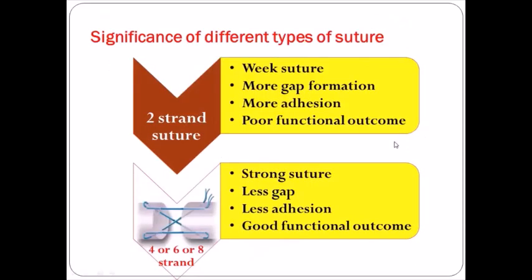Now, what is the significance of different types of suture? If there is a 2-strand suture, it's a weak suture, there will be more gap. For example, suppose this is the tendon, and the surgeon goes for 2-strand suture. When the patient contracts the muscle and glides the tendon, there is a chance of more gap here because the suture is only 2-strand. Whereas if the surgeon goes for 4-strand or 8-strand suture, then when the patient tries to pull the tendon, the chance of gap is very less. So that can give you a better outcome.